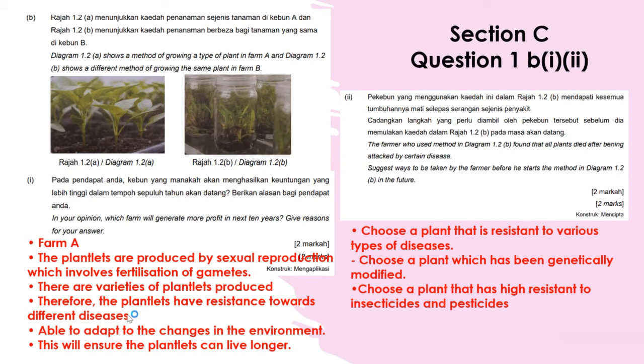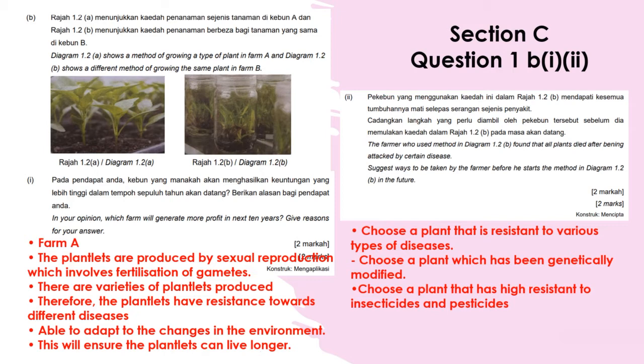Therefore the plantlets have different resistance toward different diseases, because every plantlet is not the same. So they are resistant to different diseases and able to adapt to changes in the environment, and this will ensure the plantlets can live longer. That is the suggested answer for question B1.